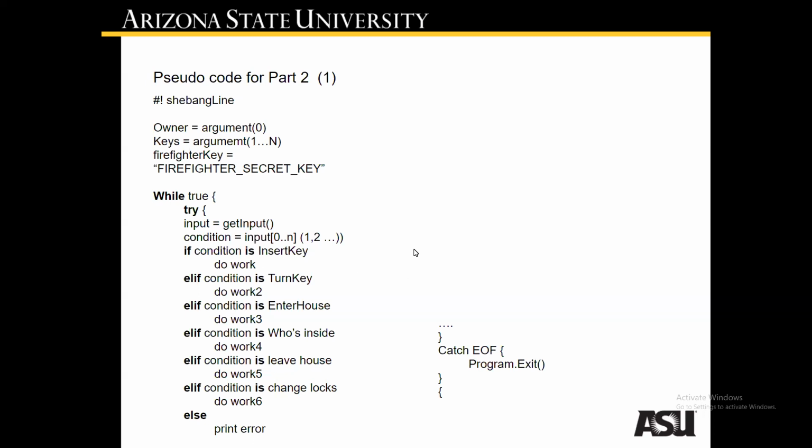So say person one enters a valid key and they turn the key, you'll print out that such and such person was able to turn the key, and then they can enter the house.